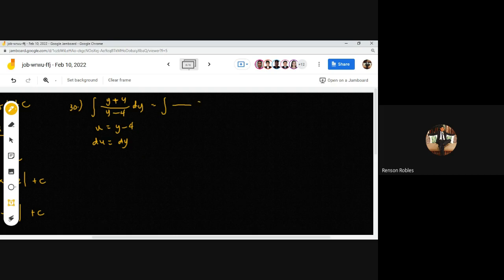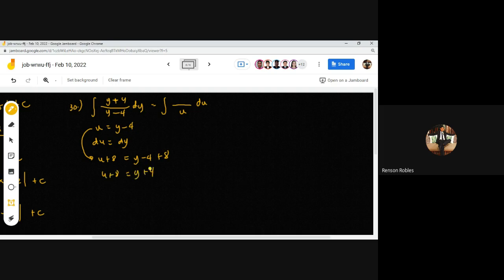So you have du, and then this is u, y minus 4. Then we need to look for y plus 4. So to look for y plus 4, I'll be adding 8 here. So adding 8 here, you have u plus 8 equals y minus 4 plus 8. So u plus 8 is y plus 4.